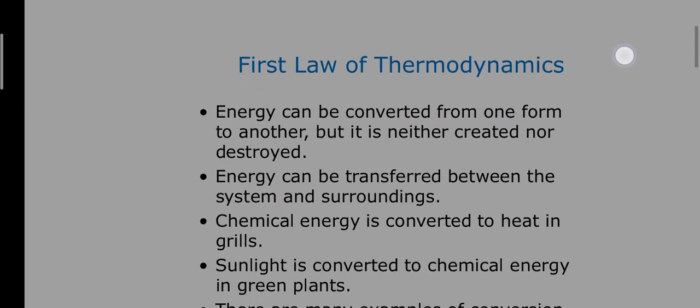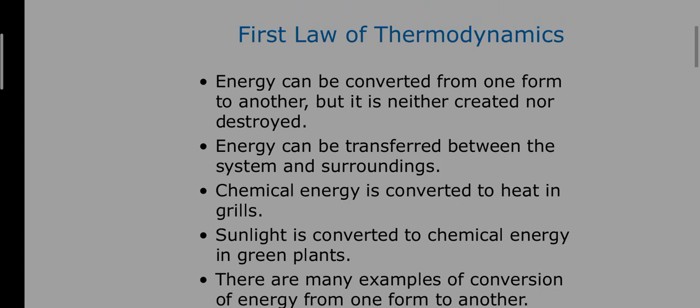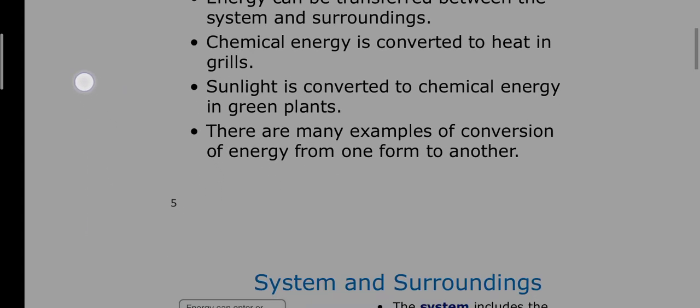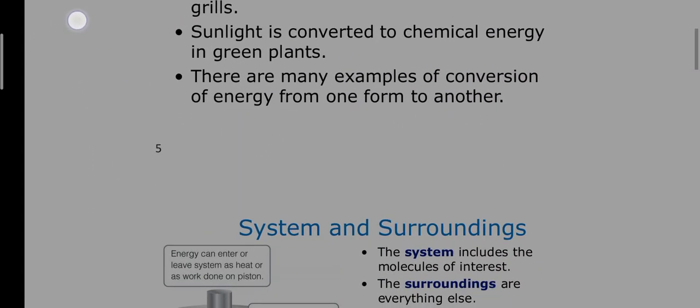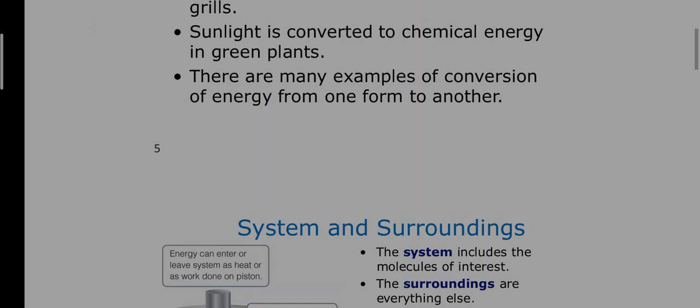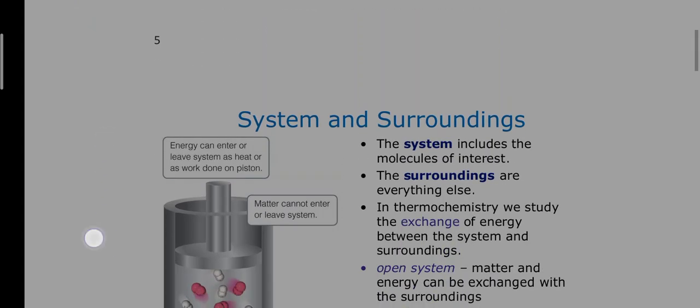First law of thermodynamics. Energy can be converted from one form to another, but it is neither created nor destroyed. Energy can be transferred between the system and surroundings. Chemical energy is converted to heat in grills. Sunlight is converted to chemical energy in green plants. There are many examples of conversion of energy from one form to another.